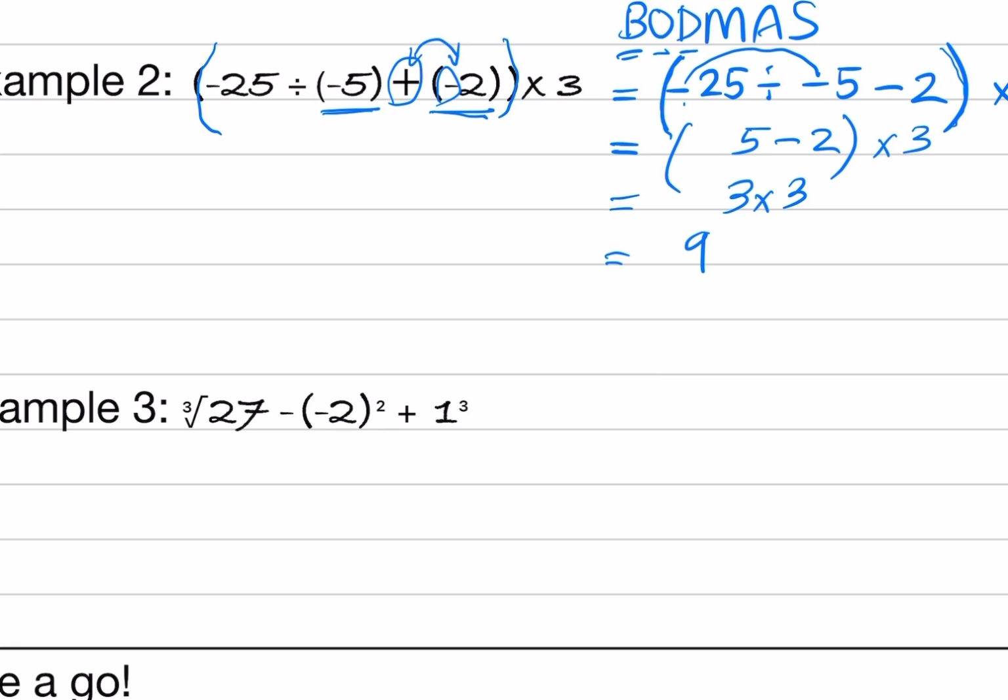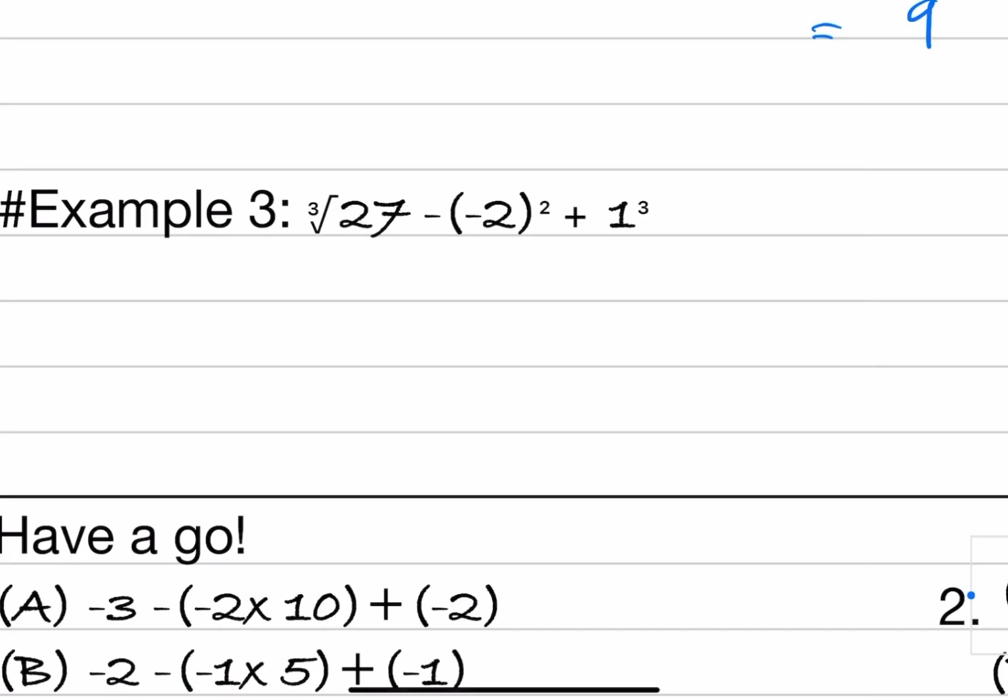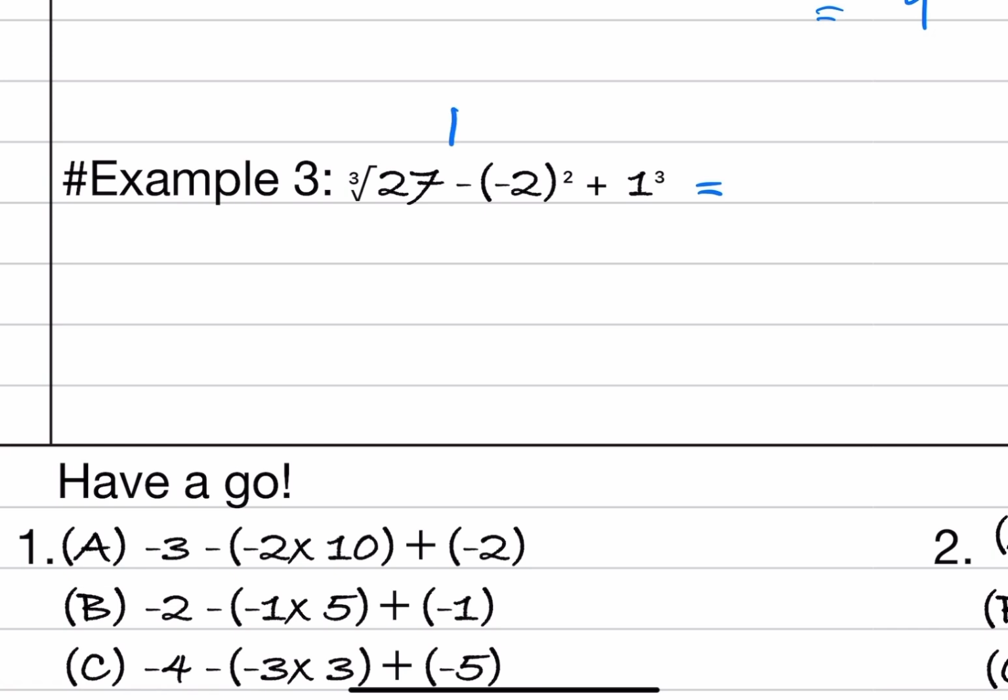Now let's do another example. Okay, so cube root of 27 minus 2 squared plus 1 cube. Again, it's BODMAS. So brackets. Simply copy the numbers that don't have brackets, then solve the bracket one.